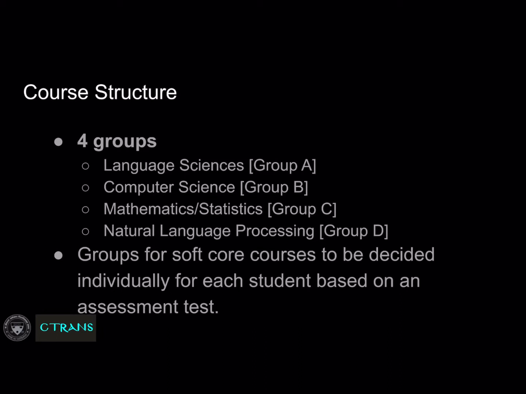Which of these groups would a student need to complete? They are soft core because not everyone would be required to complete them, but whosoever is required to complete the courses from any one of these groups will have to complete all the courses in that group. That will be decided individually for each student based on an assessment test. Basically we would expect that if you have a background in, say, computer science, you won't need to do Group B courses as core. Or if you have a background in linguistics, probably you won't need to do Group A courses. Of course, Group D courses are core compulsory for everyone.